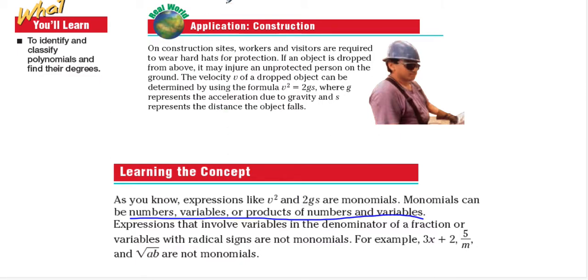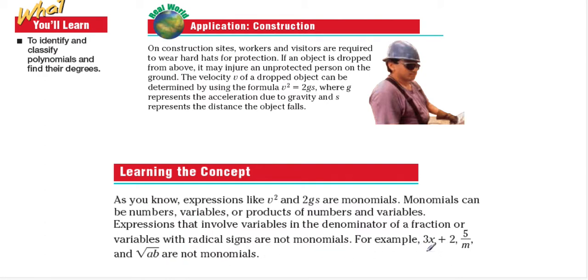Expressions that involve variables in the denominator of a fraction or variables with radical signs are not monomials. Let me read that again. Expressions that involve variables in the denominator of a fraction or variables with radical signs are not monomials. A good example: 3x plus 2 is not a monomial, 5 over m is not a monomial, and radical a over b are not monomials.